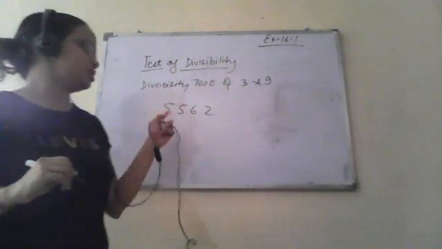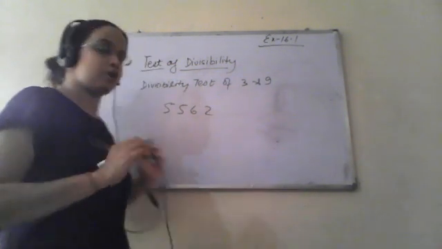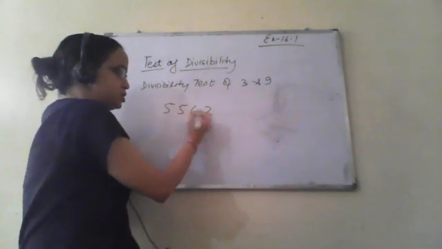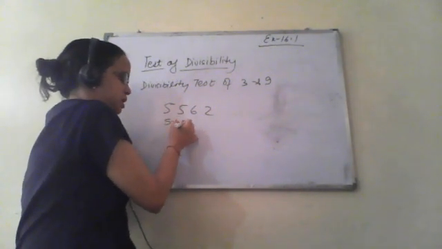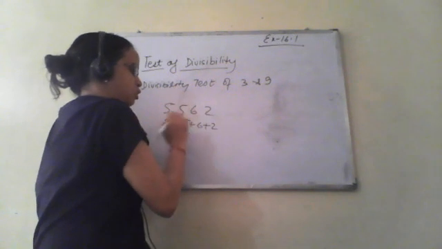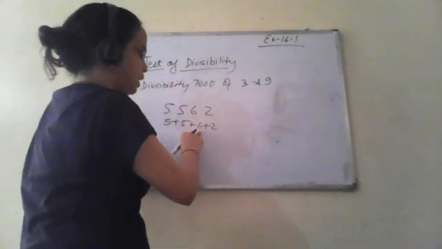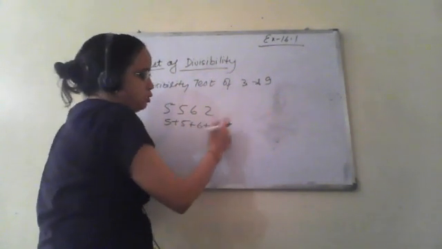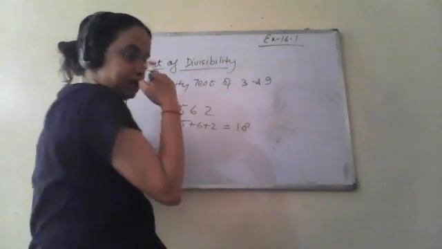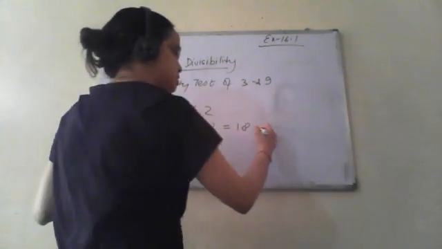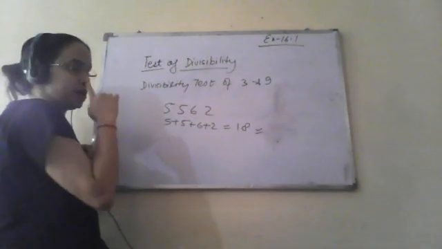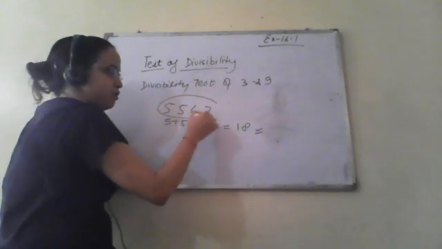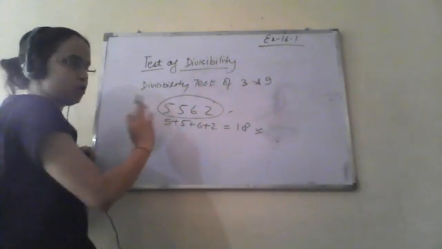I have to check whether this number is divisible by 3. So what do I have to do? We have to add the digits of this number. This is 5 plus 5 plus 6 plus 2. It is 5 plus 5, 10. 10 plus 6, 16, and 2 is 18. So 18 is divisible by 3. Yes, it is divisible by 3. So we can conclude that this number 5562 is divisible by 3 without actual division.